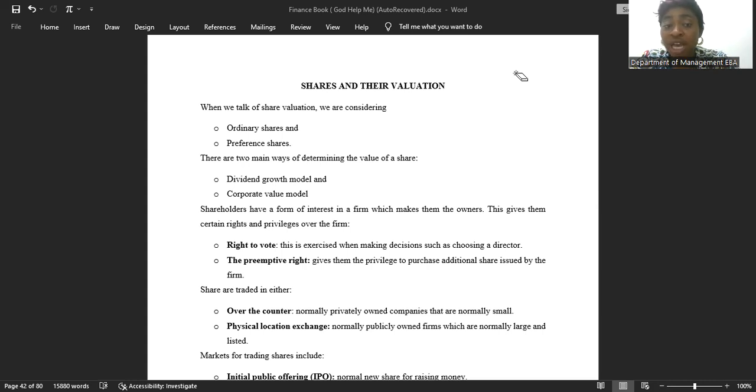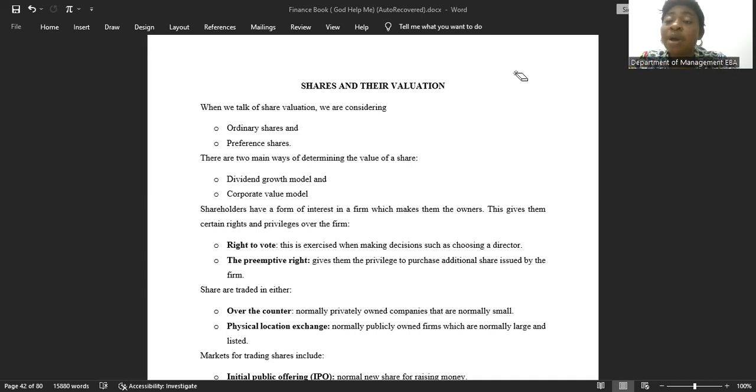If you buy shares, you become a shareholder, right? And the share that you bought gives you an interest in a firm, the company. Now we have two main classifications of shares. We have ordinary shares and preferred shares.